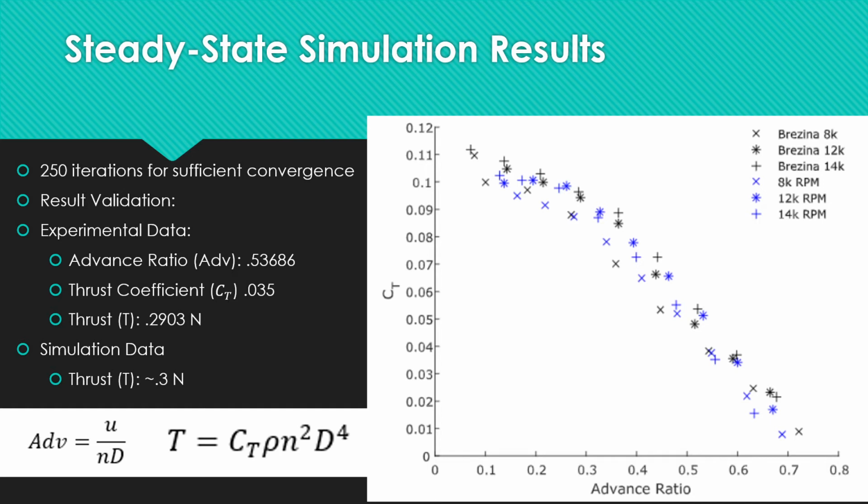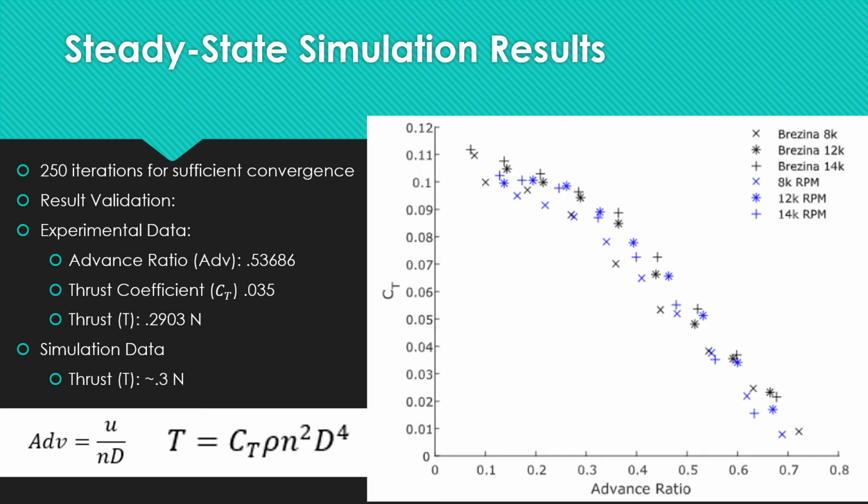In order to validate the simulated results for accuracy, the previously mentioned wind tunnel data required interpretation. For the rotor model used, an advance ratio is calculated to be 0.53686 from the advance ratio equation shown below. By looking up this advance ratio in the wind tunnel data shown to the right, and looking at the value for 8,000 RPMs rotational speed of the rotor, a thrust coefficient of 0.035 was determined. Using the thrust equation shown below and the experimental thrust coefficient, an experimental thrust value was calculated to be 0.2903 newtons. Given these values, the steady-state simulation can be validated by looking at the thrust plot on the next slide.